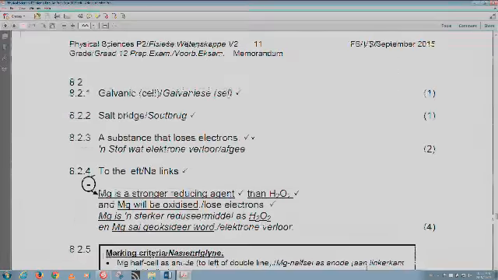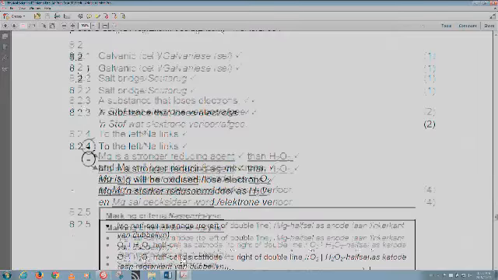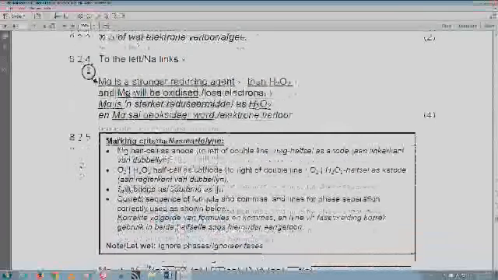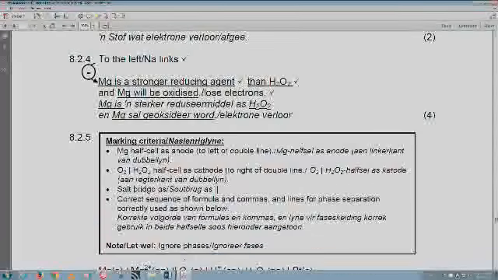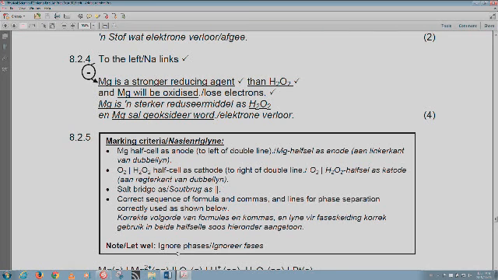Now, 8.2.4. The answer is to the left. Then for you to be able to mark the reason, the learner must have written to the left. If the learner writes to the right, it's 0. And if the learner does not write to the left and only writes reasons, it's 0.